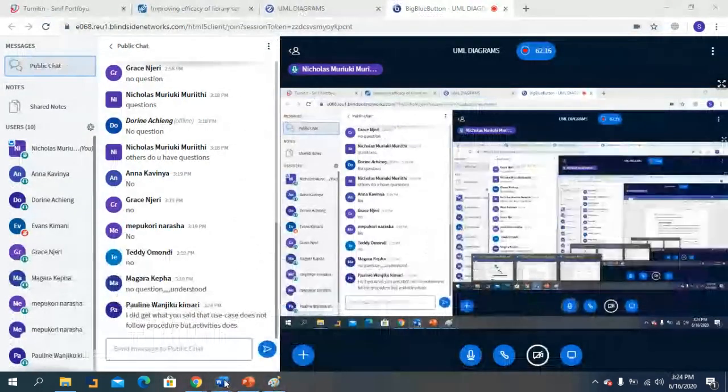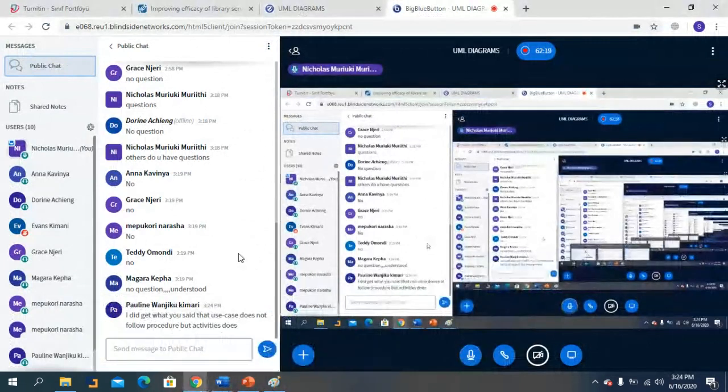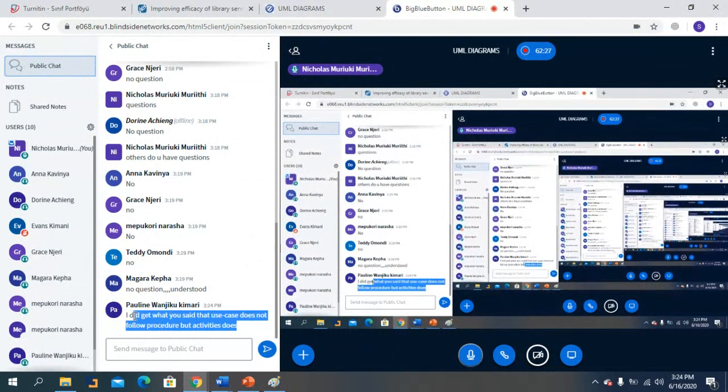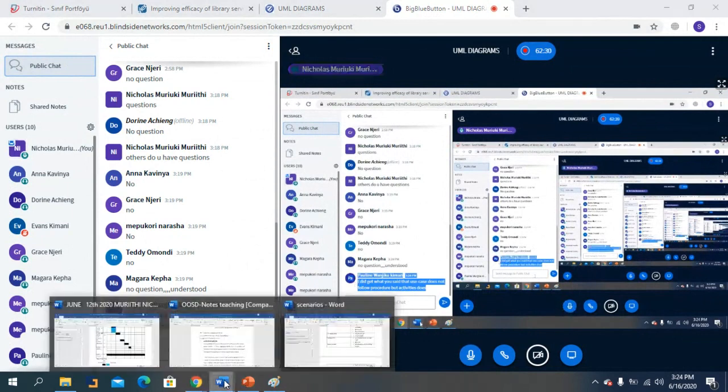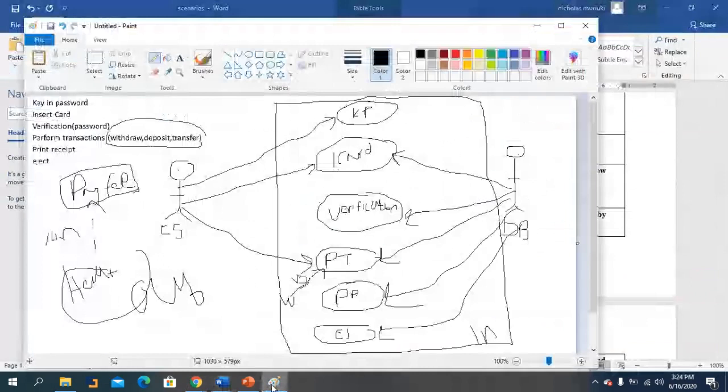Okay, I have a question here. I did not get what you said, that the use case does not follow a procedure, but activities do. Okay, in this case, Pauline, what I'm saying is, if you look at the use case that we have already come up with, we don't know what to start with. We don't start with keying in the password. We start with insert card. So when you use an activity diagram to organize them, first we insert card, then we key in the password, then the next one, we verify.